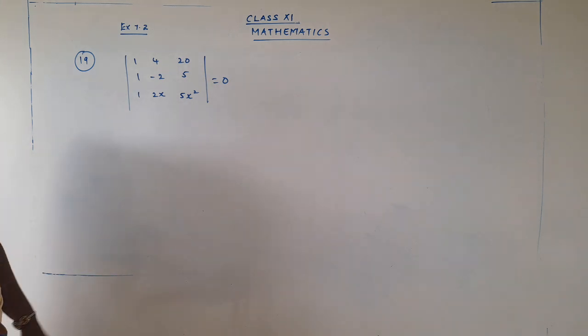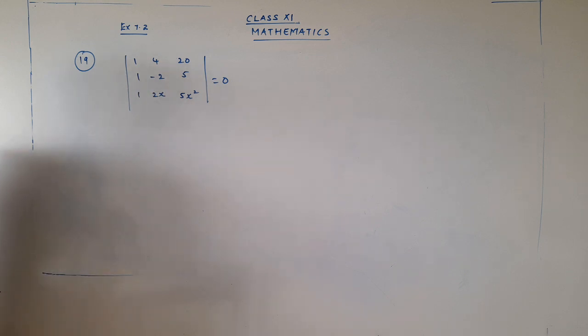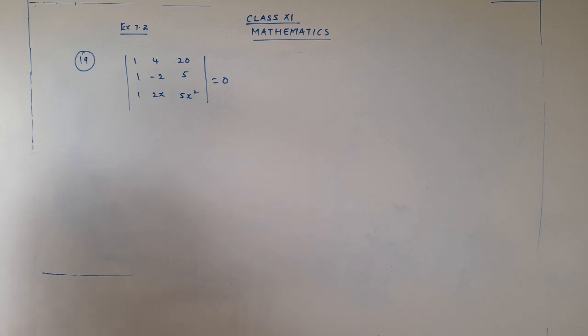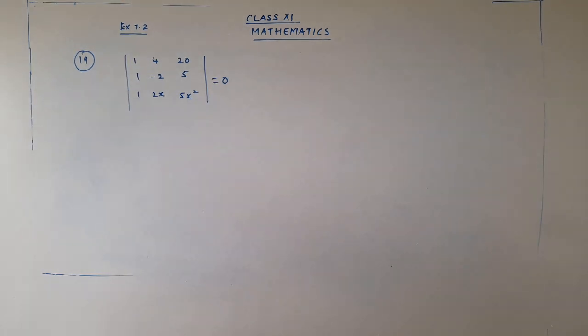Copy the question properly. Just write down all the elements properly. Do not make mistakes when you copy the elements. So I get determinant of 1, 4, 20, 1, minus 2, 5, 1, 2x, 5x square is equal to 0. Have you copied the question? Okay, now let's see how to simplify this further.